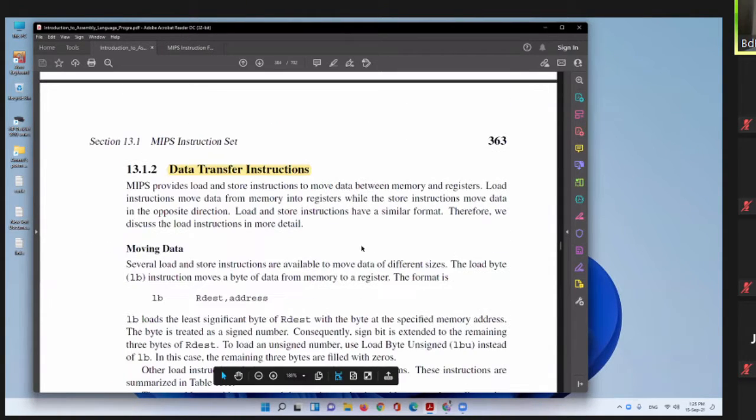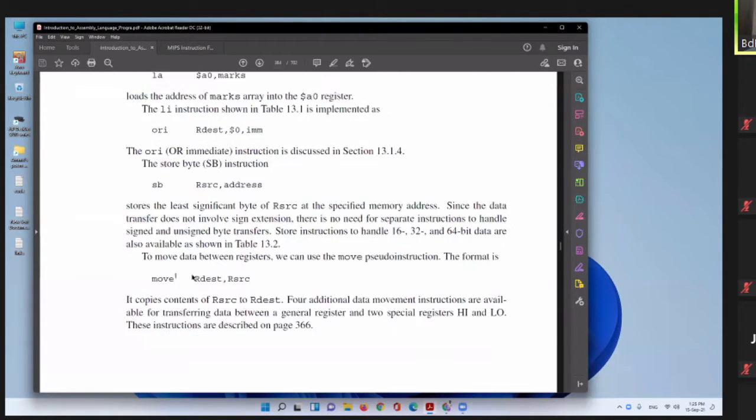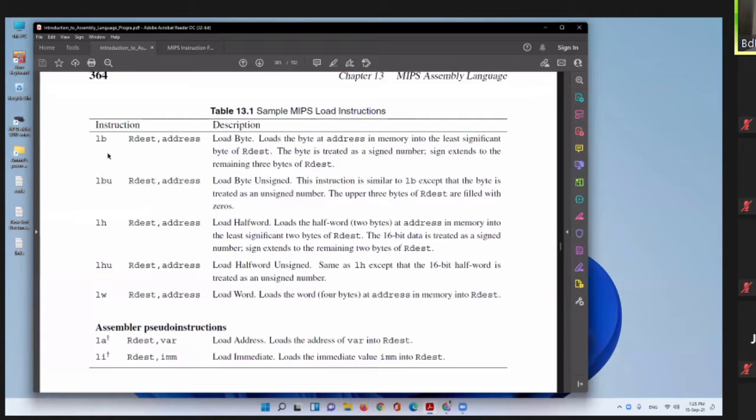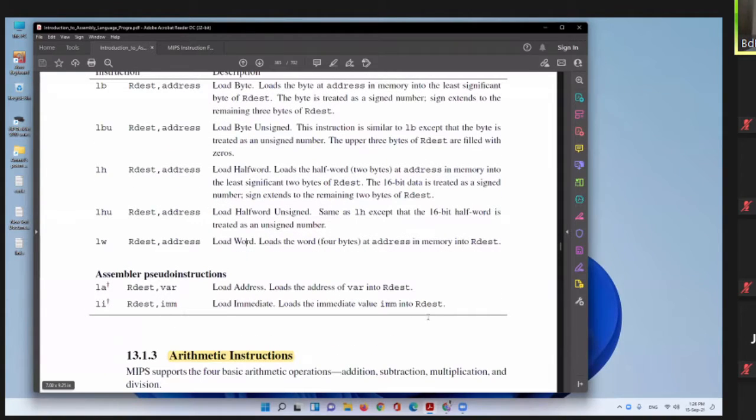Now we have discussed the instruction format, after that we discussed transferring the data. We have 5 different types of instructions. LB, that means load byte. LBU, load byte unsigned. LH, that means load half word. LHU, load half word unsigned. And LW, that means load word. Depending on the size of the address or the size of the value, you choose one of them. Okay, very simple. Remember one thing, we are not going to consider this assembler serial instruction. So don't worry about that.